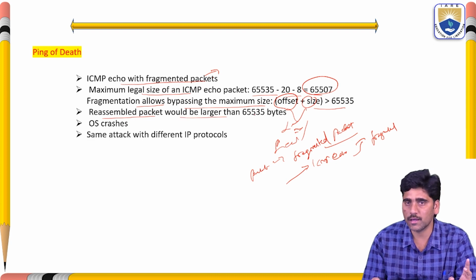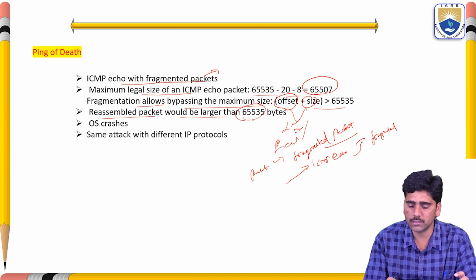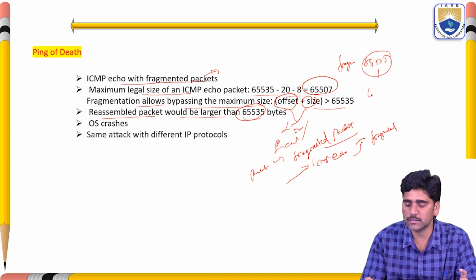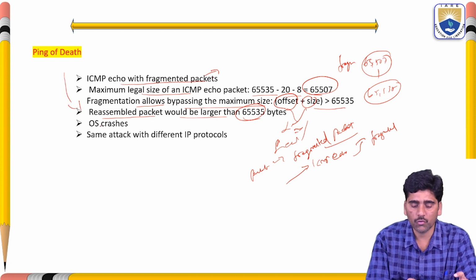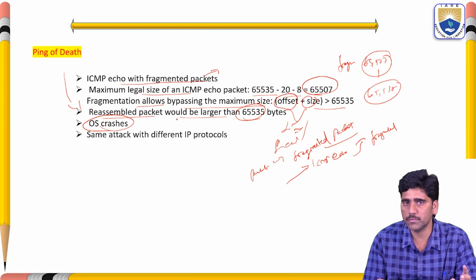And the reassembled packet would be larger than this 65,535. So here the fragmented packet is not greater than 65,507, and the reassembled packet is greater than 65,535 bytes. So with the help of this ping of death attack, the OS may be crashed.